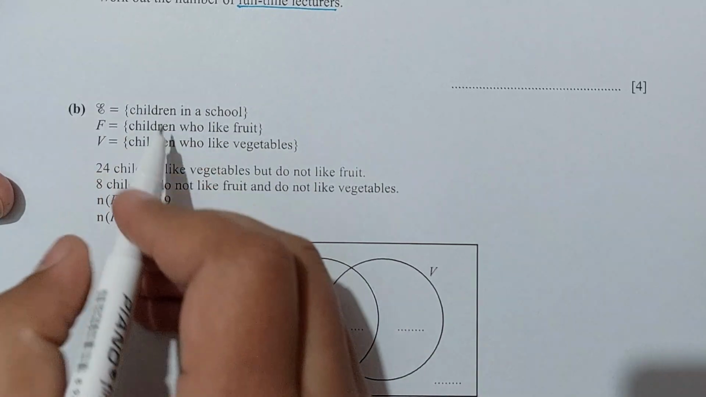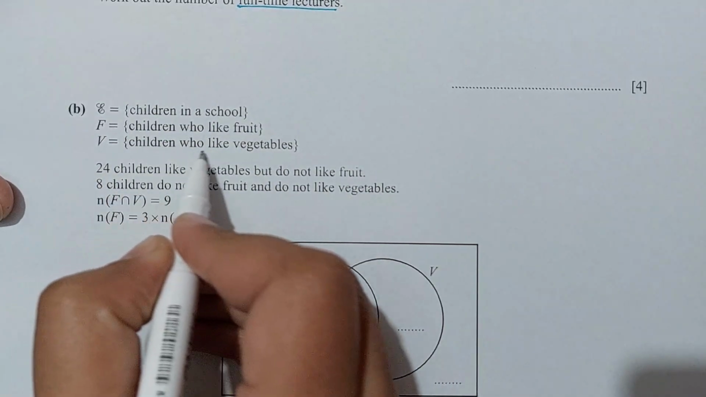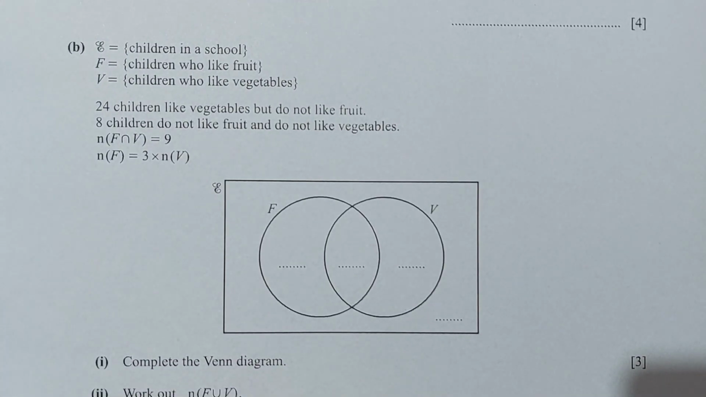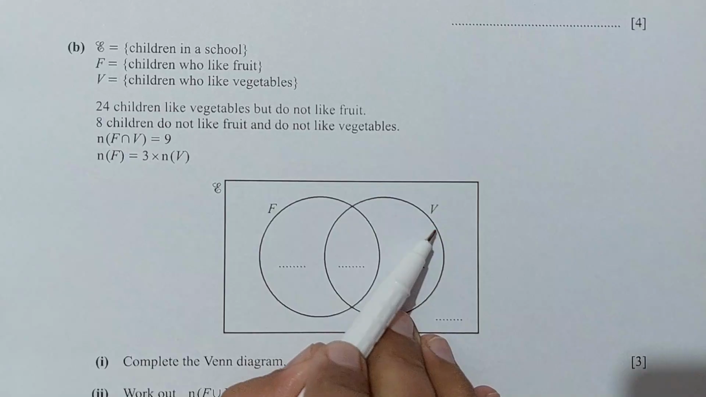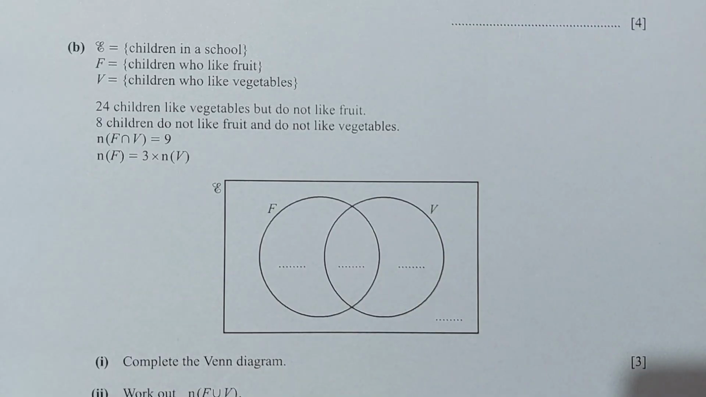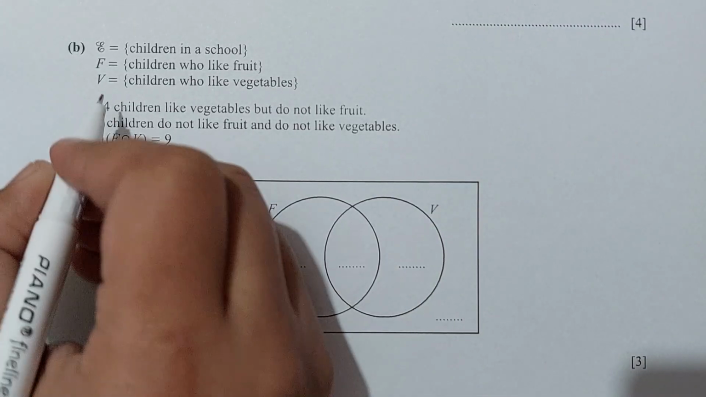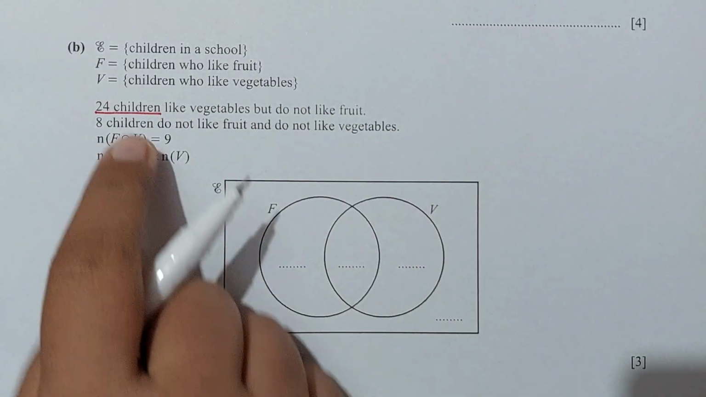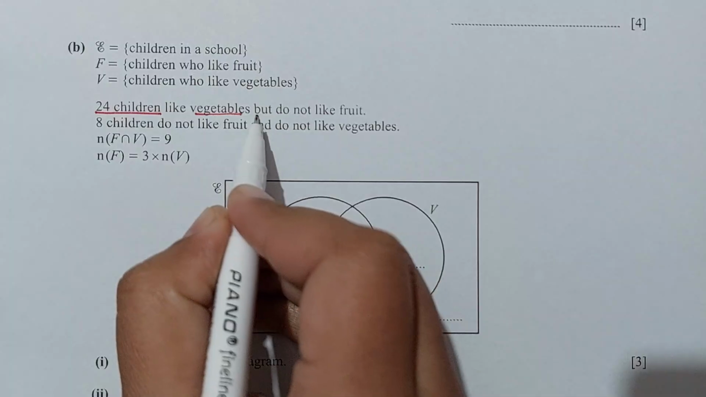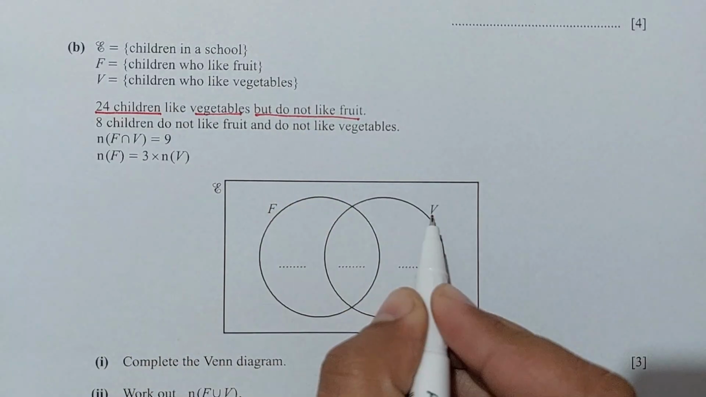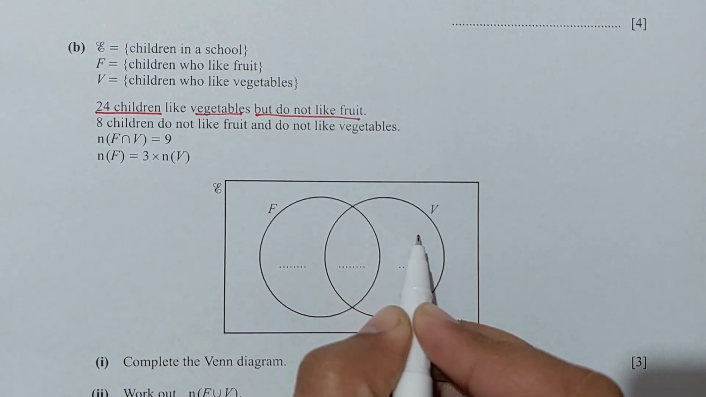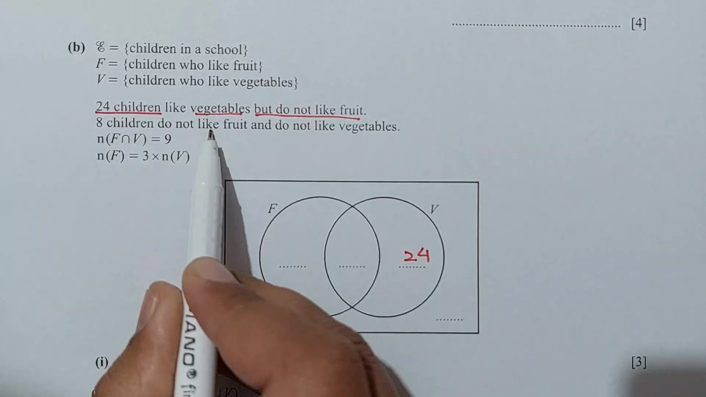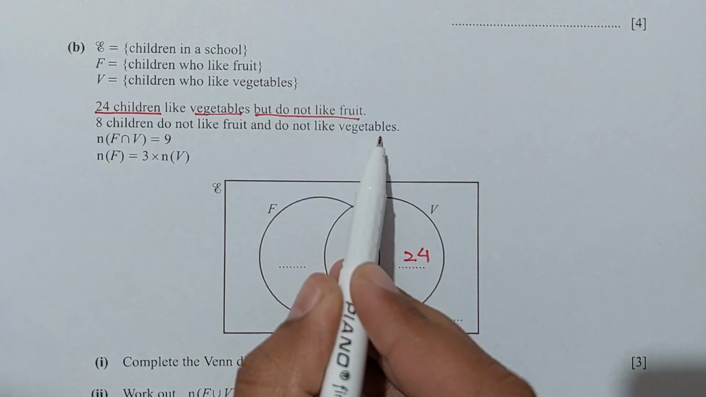Okay, F is students who like fruit. V is students who like vegetables. 24 students like vegetables but do not like fruits. F for the fruit, V for the vegetable. We have to complete the Venn diagram for the first part. This universal set is the children in a school, right? 24 children like vegetables but do not like fruits. 8 children do not like fruit and do not like vegetables.